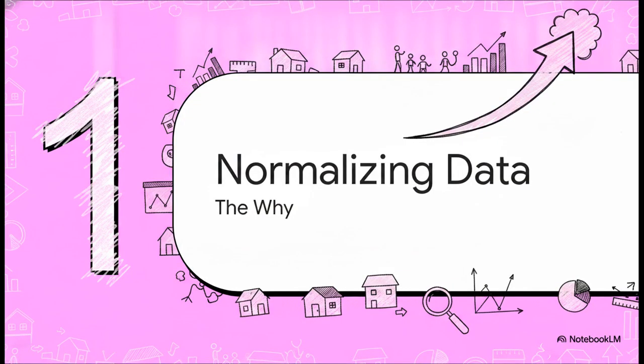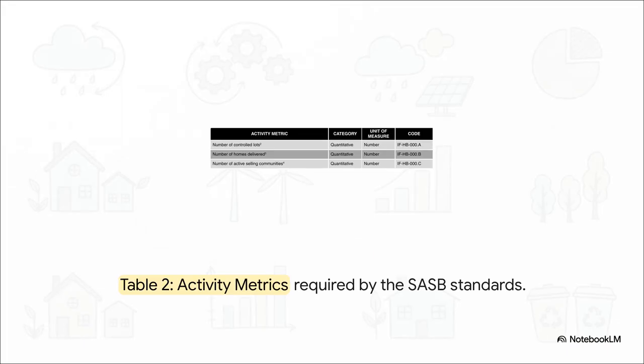All right, Section 1, normalizing sustainability data, the why. Taking a look here, the IFHB 2023-12 standard outlines a pretty strict rulebook. It explicitly requires 3 specific quantitative activity metrics to normalize an operational footprint. And listen, these aren't just polite suggestions.